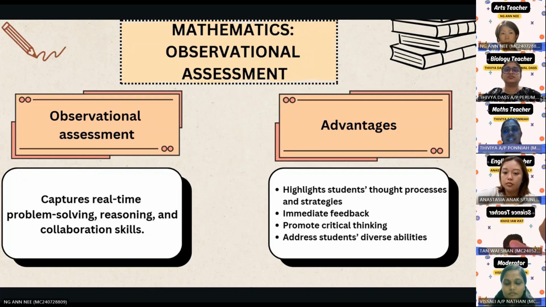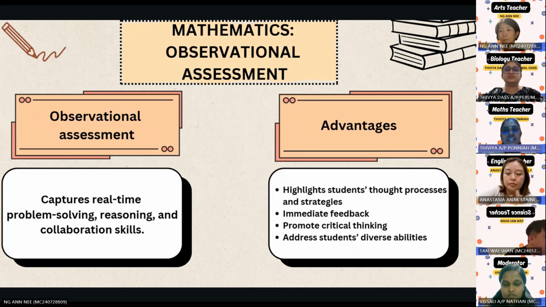Thank you, Ms. Vishali. As a maths teacher, I found observation assessment is suitable to evaluate my students. The main reason is that it can capture real-time problem solving, reasoning and collaboration skills. It highlights student thought process and strategy, offering immediate feedback, promoting critical thinking and addressing diverse student abilities, which is beyond the scope of the traditional written test.